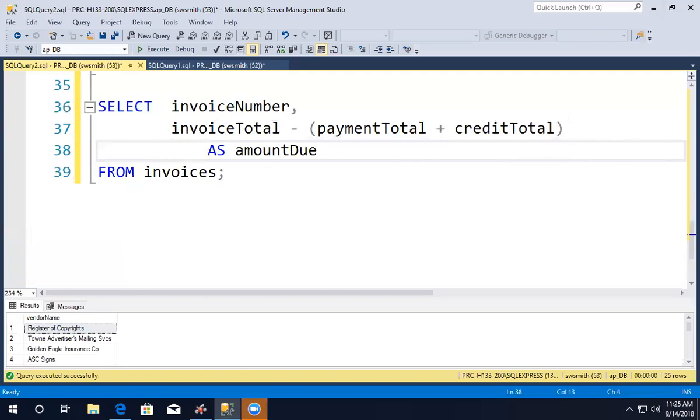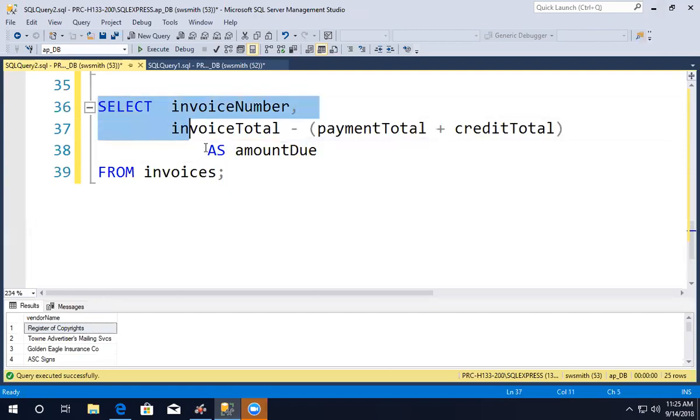SQL is indifferent to line feeds. It's indifferent to tabs. It's indifferent to spaces. Whether you put spaces between stuff or not, spaces will separate things, but things are usually separated by commas. So it's the comma that separates that, not the line feed. These spaces in here are indifferent. Whether you have 10 or 1, it doesn't matter. This space between the as and the amount due separates the two identifiers, or the two tokens, as they are called.